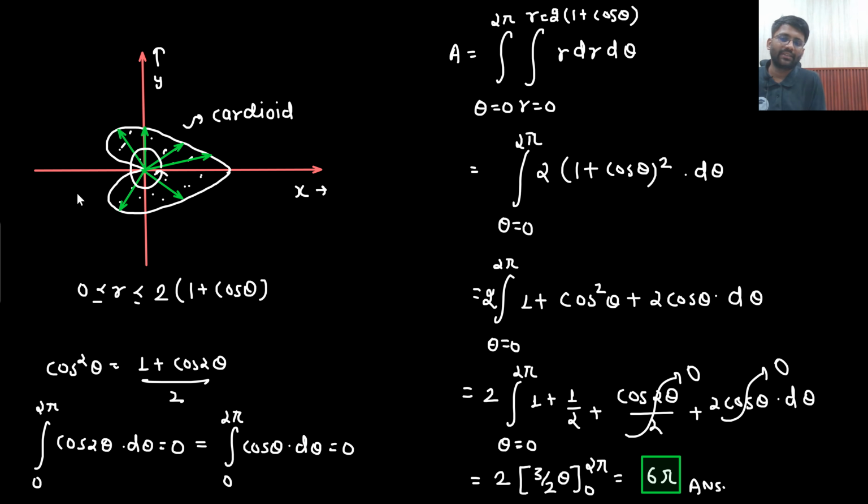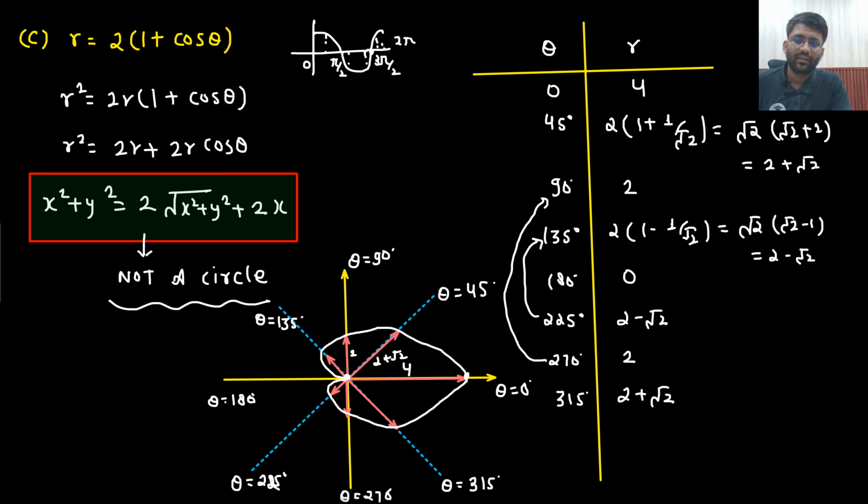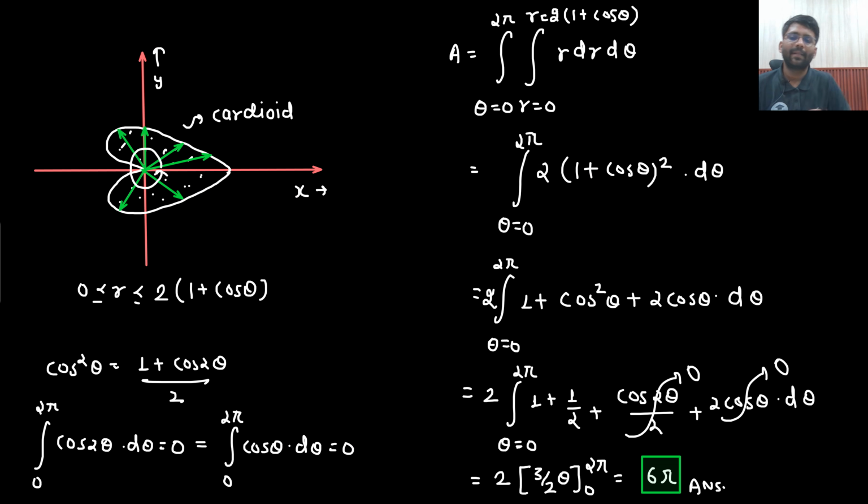So what is the area of this cardioid? That is 6 pi. Is that clear to you? The area of this cardioid is nothing but 6 pi. Is that understandable or not? Okay. The area of this cardioid is 6 pi.